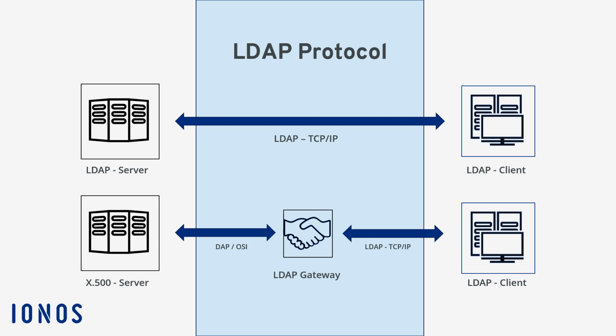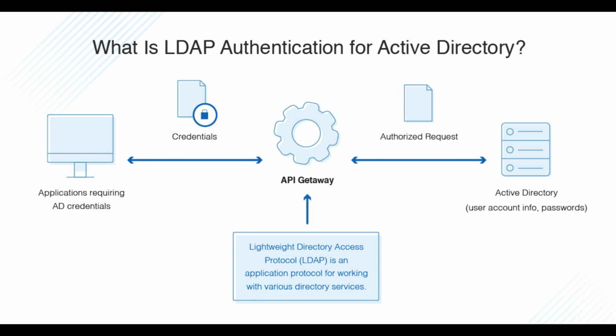Distinguished name, DN. The distinguished name uniquely identifies an entry in the LDAP directory. It is formed by concatenating the relative distinguished name, RDN, of the entry with the distinguished name of its parent entry. LDAP URL. An LDAP URL is a string that specifies the location of an LDAP entry in a directory. It includes information such as the LDAP server's address, the base DN, and any search filters.